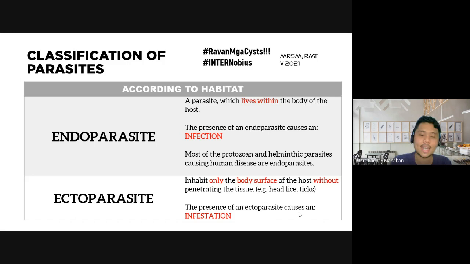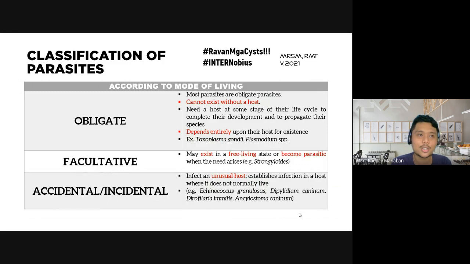Next, we go now to classification according to mode of living. So how do they live, without you, charot? How do they live according to the mode of living? Alright, so first one is, of course, obligate. So I'm sure you're all familiar with this term. When you say obligate, kailangan, necessary. It really needs to have a host. It really needs to be inside or within the surface of the host para mabuhi. Its entire existence depends on the host.